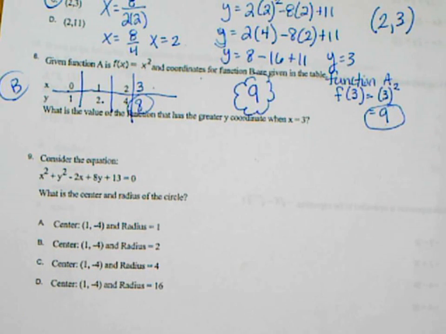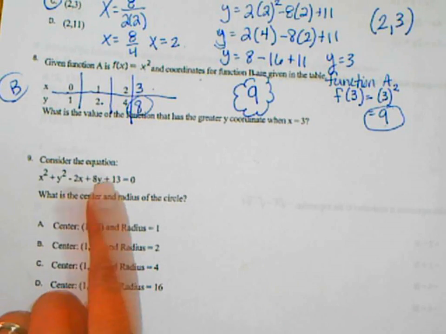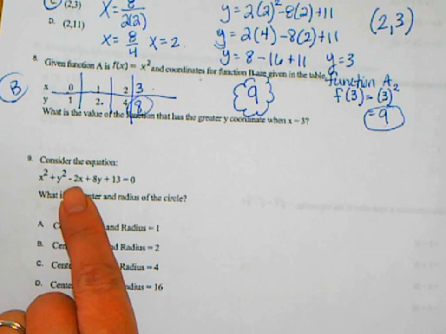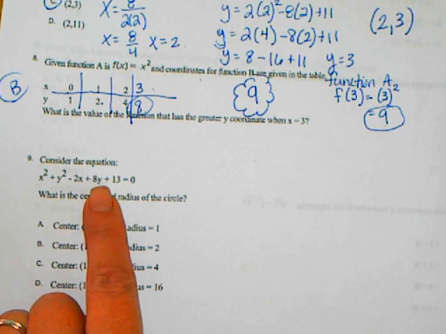r squared, right? This is a circle, and I know it because it's got an x squared and a y squared, and then an x and a y. So I know it's a circle. It's written in what's called general form.